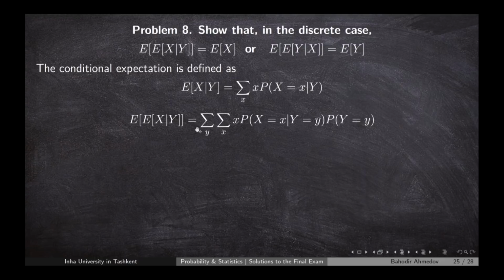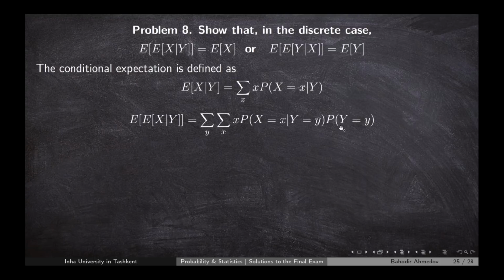And we are going to write down this expectation. We're going to take the expectation of this with respect to y. Because you see, if you sum up everything, you're going to have a function which depends on y, right? So this is a function of y. That is why, in order to find the expectation of this expectation, we need to sum this with respect to y. So this is going to be equal to the summation of x, p of x given y, multiplied by the probability of y.